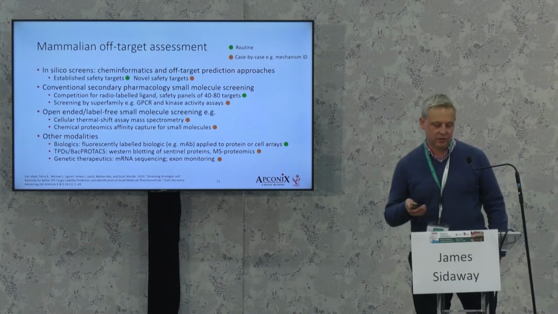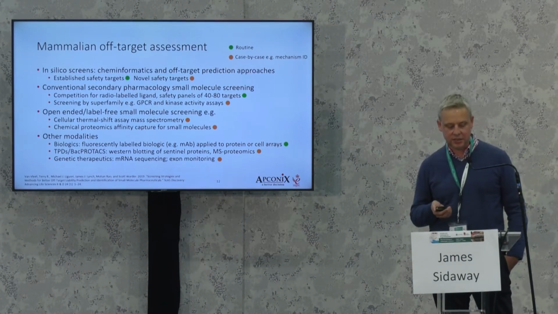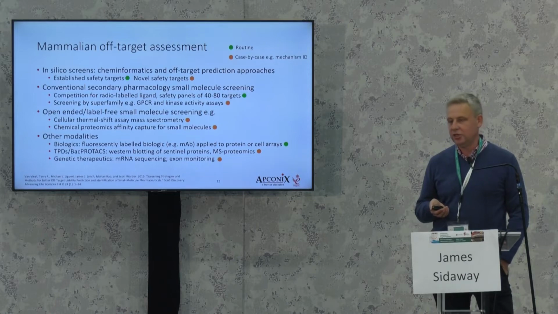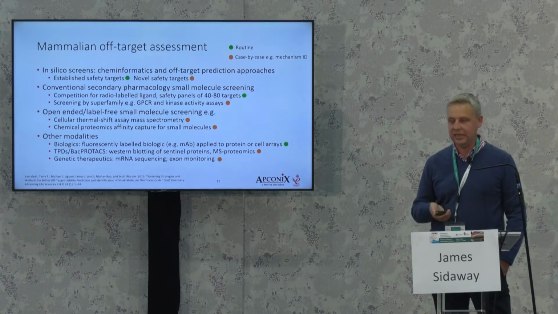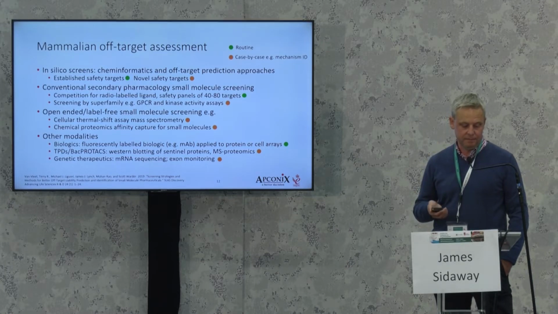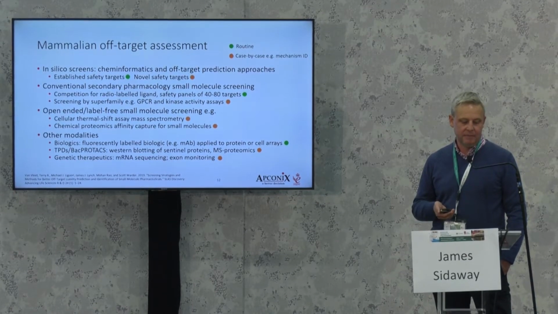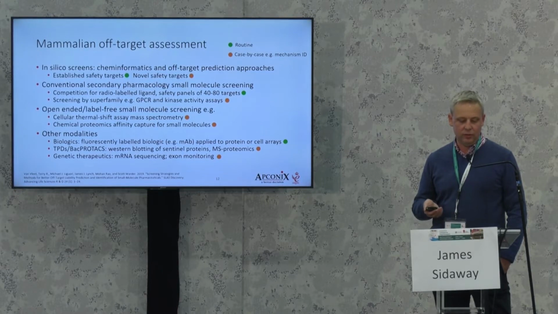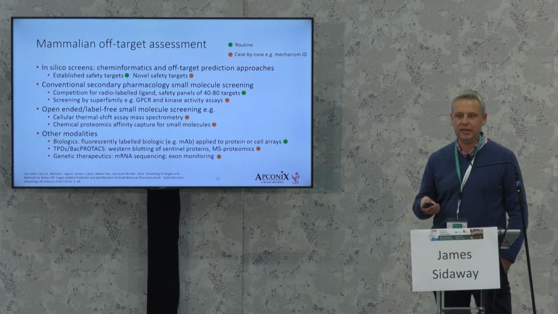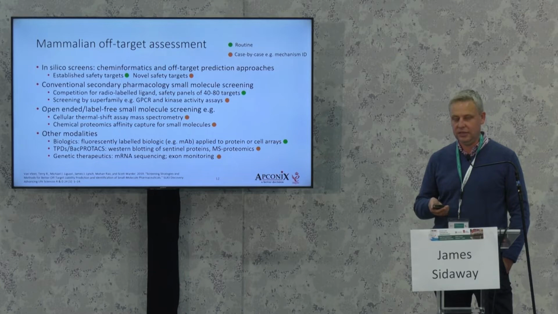And then just to not forget some of the other modalities. For biologics, I know that there are some monoclonal antibodies that are under development or have been approved as part of this whole area. There's a well-established platform where you fractionally label the biologic and apply it to a protein or cell array that expresses thousands of human targets. You can get an idea of off-target binding, because that can occur with antibodies.